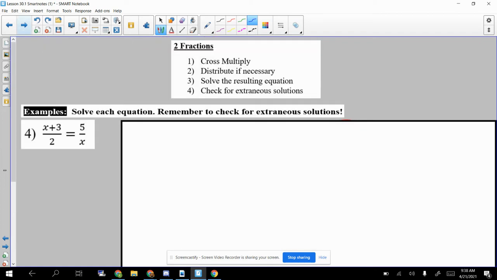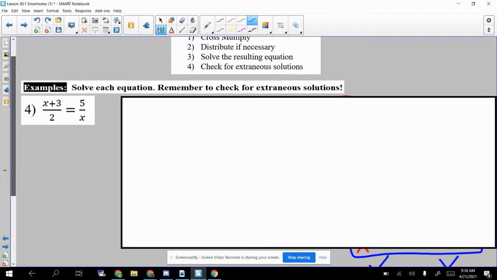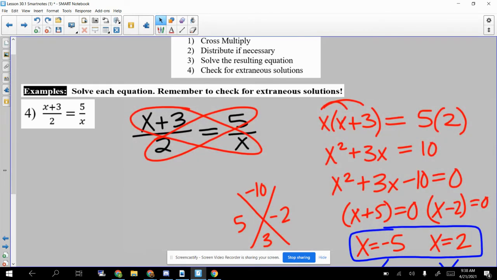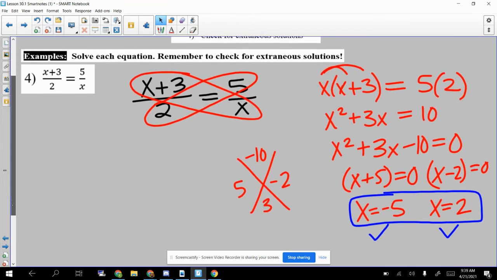All right, one more for you guys to try like this. So go ahead, you have x plus 3 over 2 equals 5 over x. So try that one out with your cross multiplying. Okay, so in this one, you're doing x plus 3 times x and 2 times 5. So when you distribute, you end up getting x squared plus 3x and then set equal to 10.